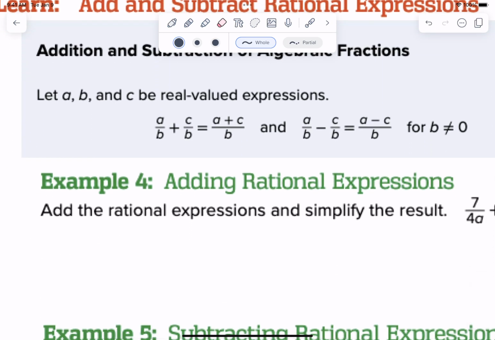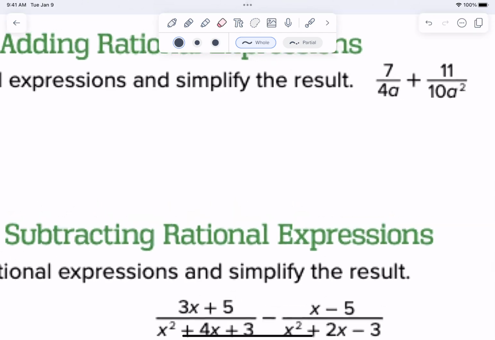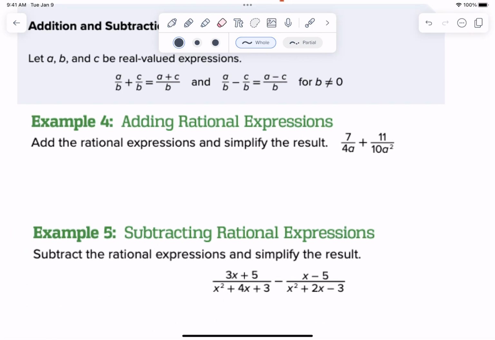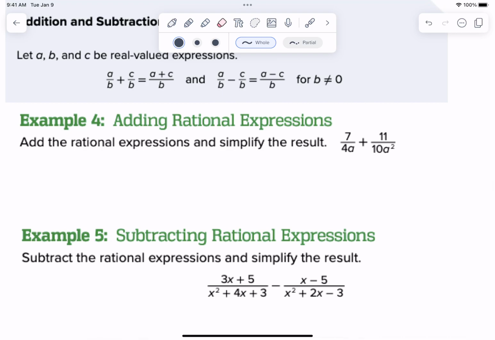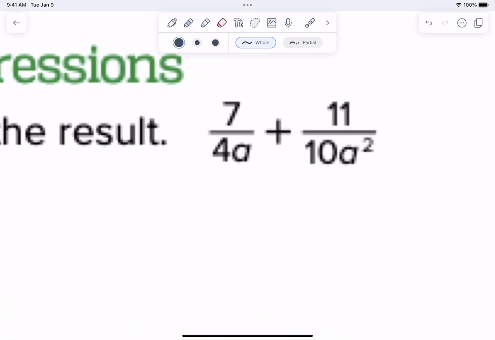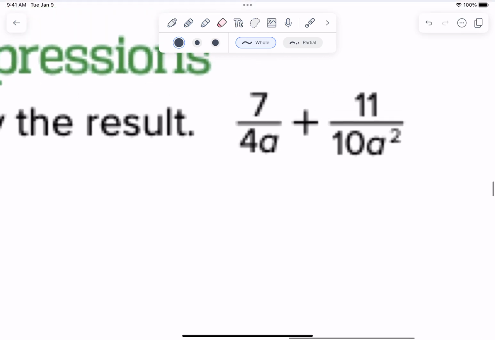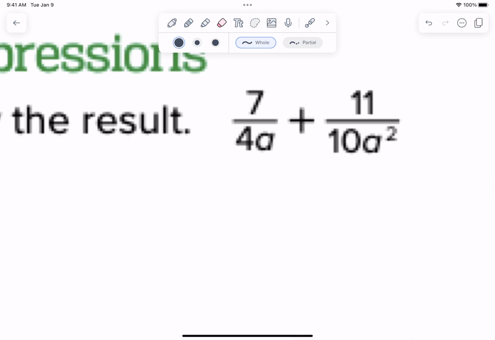Let's do one of these adding and subtracting problems just to get our feet wet, and then we'll stop. This one is maybe an easier one. Adding and subtracting is a lot harder than multiplying and dividing.